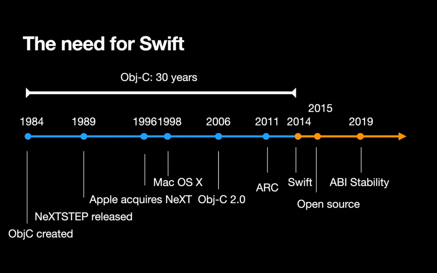Only in 2014 was Swift released, and a major milestone in 2019 was ABI stability, which means that now a Swift version could be included inside an operating system. So there is no need to package Swift with each individual application, because now newer versions of Swift will be compatible with the previous ones, so it dramatically reduces the package size.